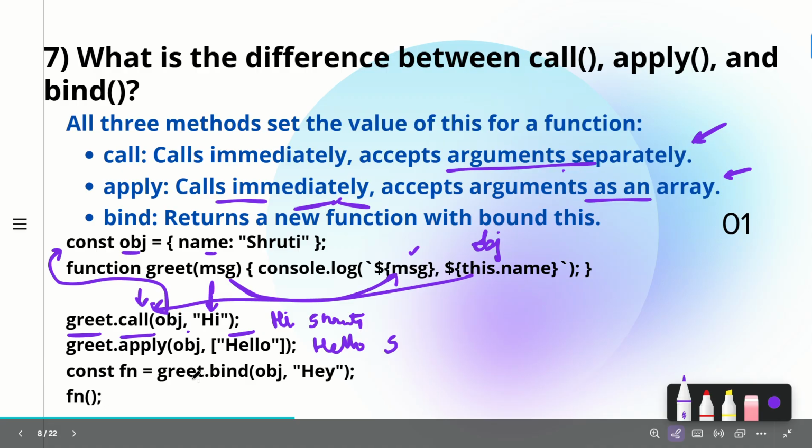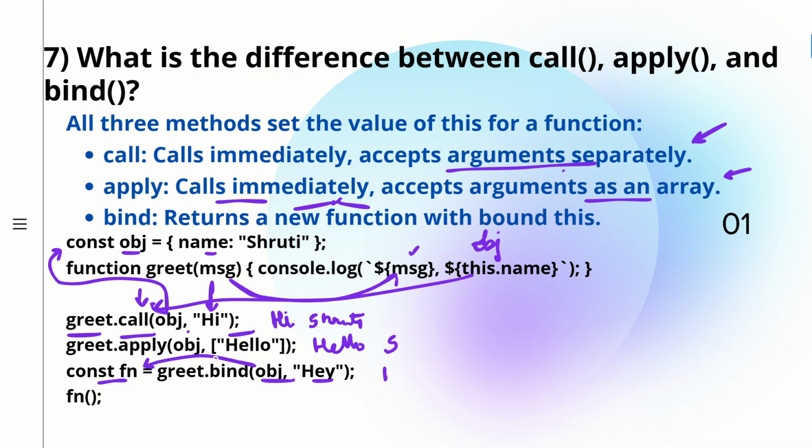So obviously if it is returning you a new function, then you have to accept it in a variable, right? That is a new function. So you are writing greet.bind(obj). Again the first argument is your object, that is your context, and then this is your argument for your function. So it will not print it, it is just going to give you a reference to a new function. This new function is going to have a bound this, in the sense that this object will be bound here.